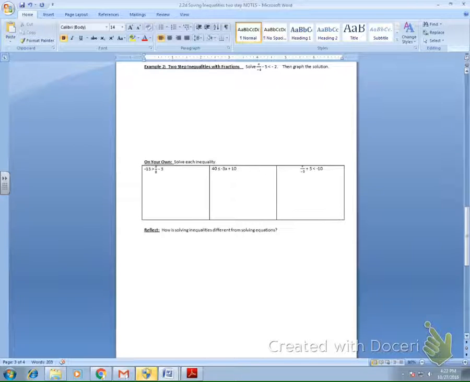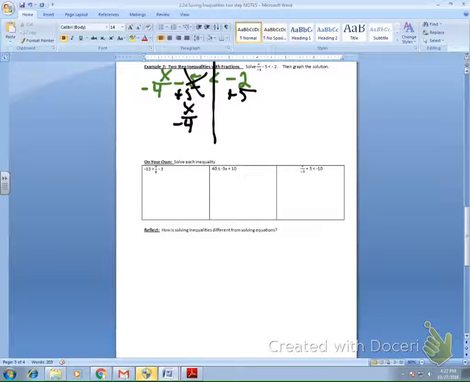Alright, so my next example says two-step inequalities with fractions. It says solve x over negative 4 minus 5 is less than negative 2. So just like before, I'm going to separate my inequality. Then I'm going to start with subtraction, and I undo that with addition. So I'm left with x over negative 4 is less than 3. Negative 2 plus 5 is 3.